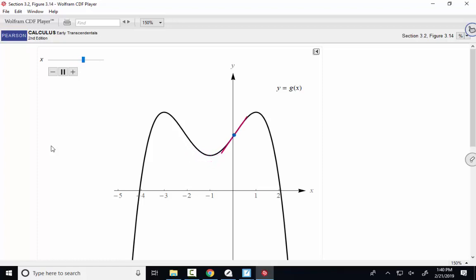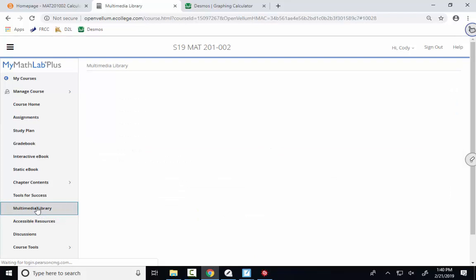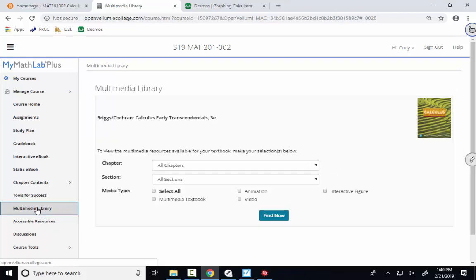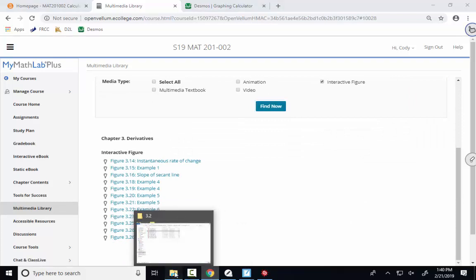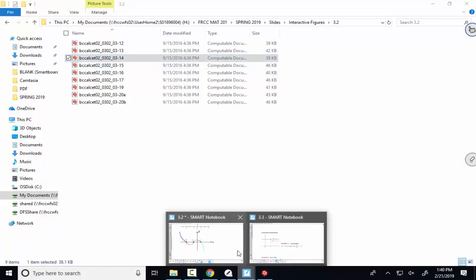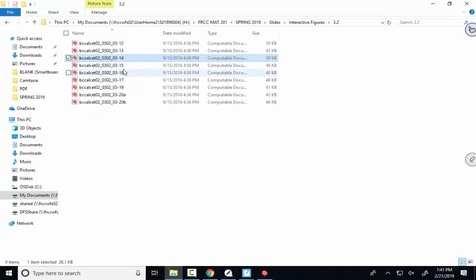I don't know if that's helpful, but you all have access to these interactive figures. In my math lab, if you just go to the multimedia library, or if you're looking at the interactive ebook online, they're already there. You can go to the multimedia library, select the chapter, select the section, and then look for interactive figures. So they're all there. Well, maybe there's another one.